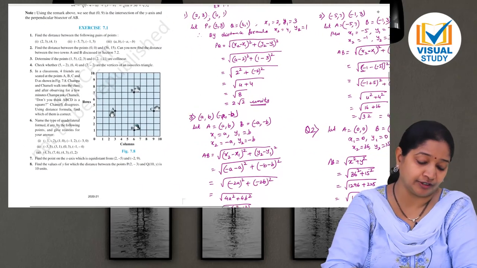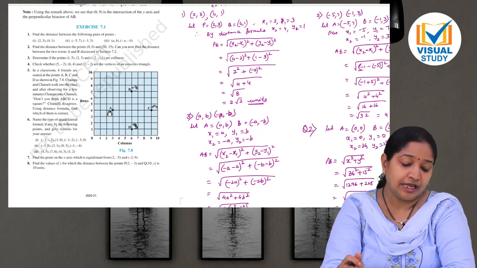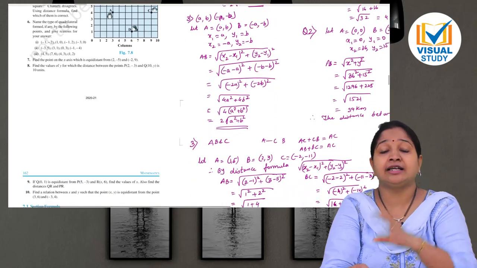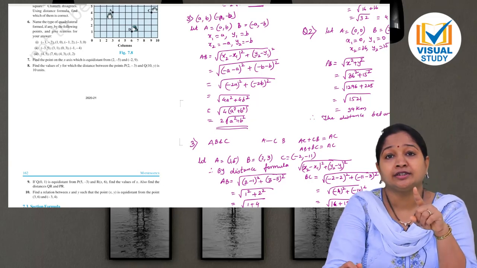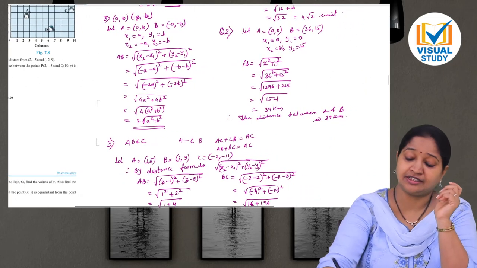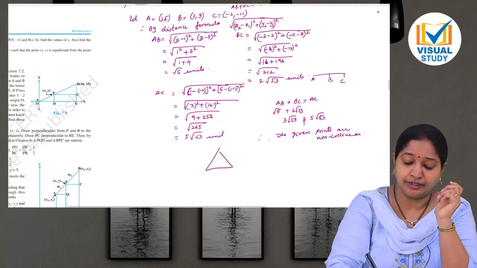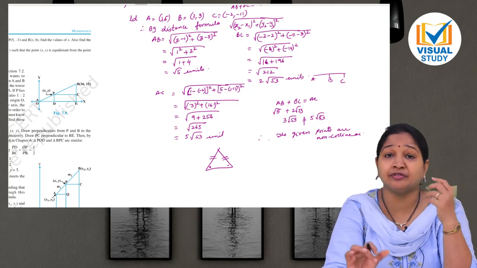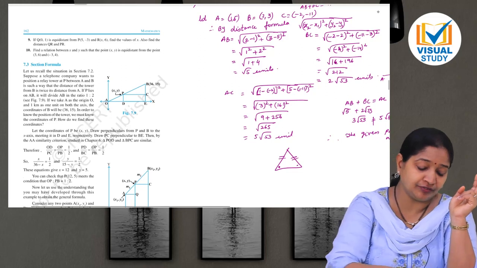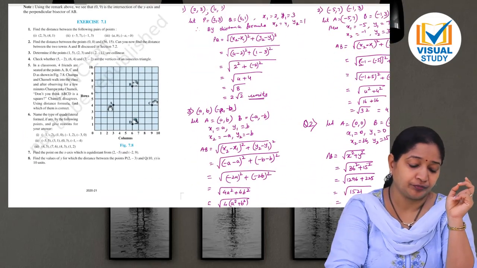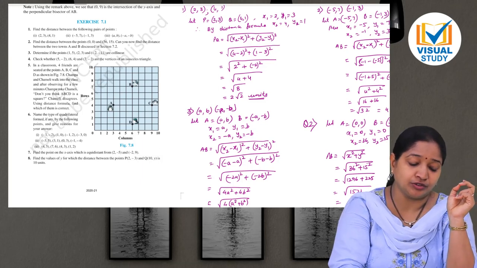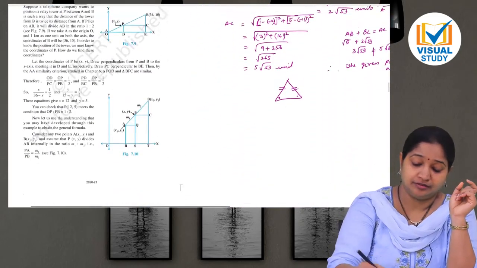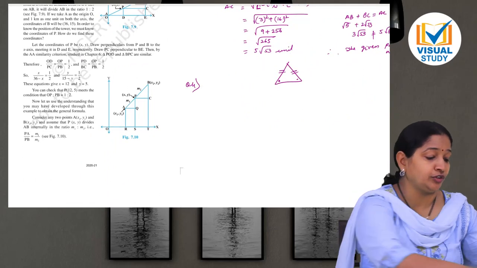What is your fourth one? Check whether (5, -2), (6, 4) and (7, -2) are the vertices of an isosceles triangle. What is an isosceles triangle? When two sides are congruent, then the base angles are congruent. In an isosceles triangle, any two sides should be congruent and the base angles are also congruent. But here we don't need the base angles. We want any two sides to be congruent. So in this question, we have to check it. So what we have to do is question 4. What is question 4 here?